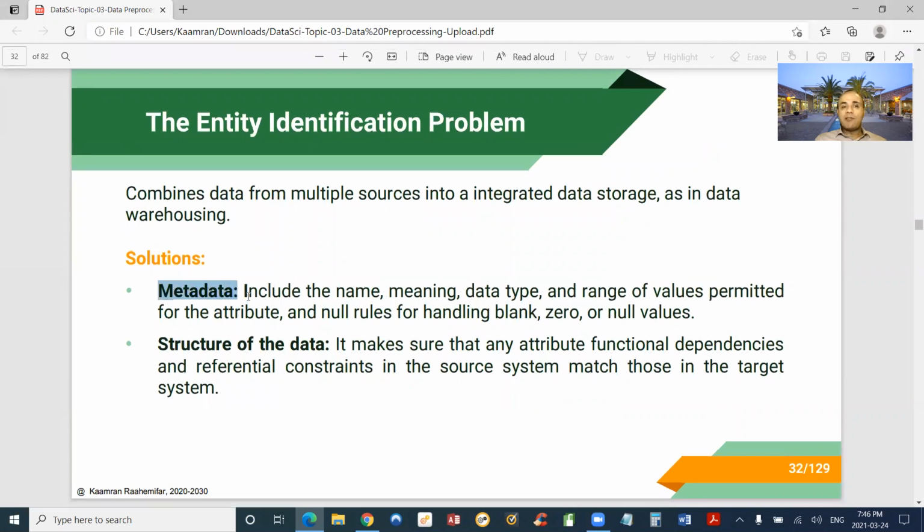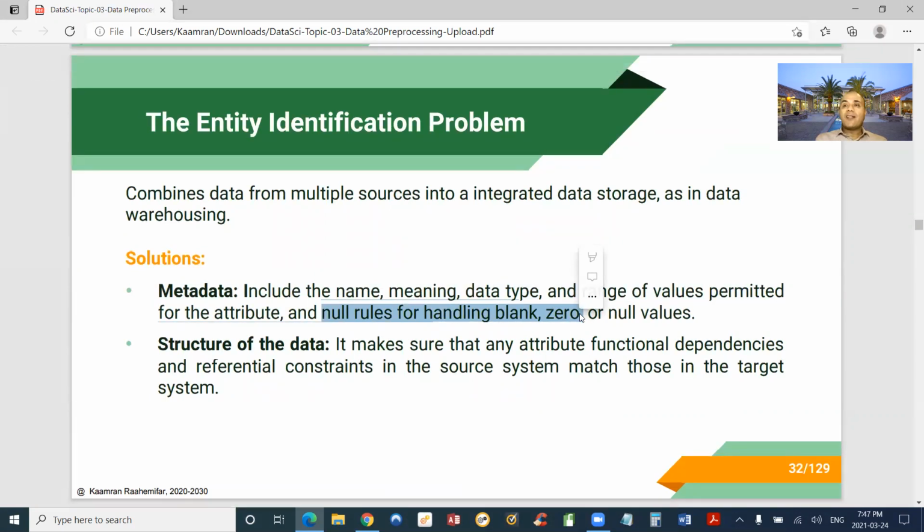For example, if you have metadata, you could have name, meaning, data type, range of values. You could potentially even have null values. If you're doing a database design, you could potentially allow the user and the client to have some empty cells. And this is a variety of types of data coming at you. What you want to do is take a look at all of this data coming in and make it structured data for your algorithm, for your model to analyze.